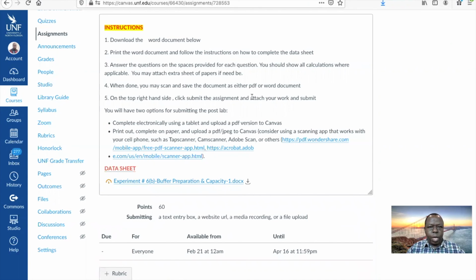You'll submit the assignment via Canvas in the respective folder. Other than that, that's what I wanted to go over before you embark on completing the data for experiment number 6B. Thank you. Stop sharing the screen. See you in class next time.